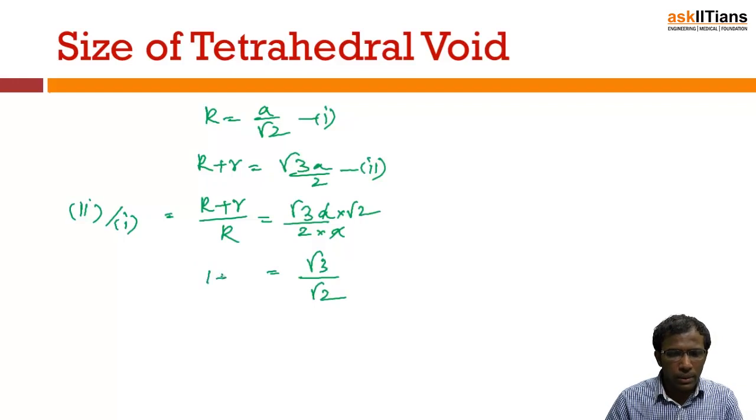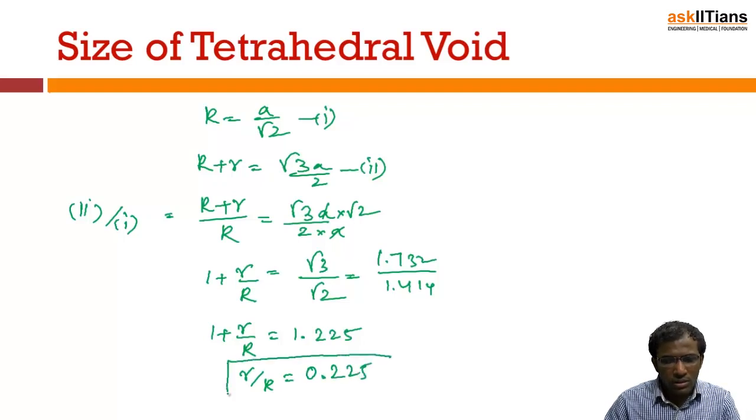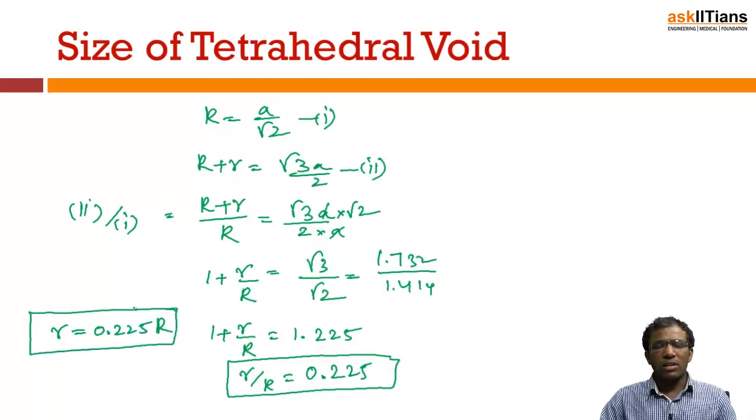So, which is equal to 1 plus small r by capital R. So, 1 plus r by R, what you will get is 1.225, because root 3 is 1.732 and root 2 is 1.414. So if you calculate, you will get 1.225. From that, r by R you will get is equal to 0.225. So this is the correlation between the radius of the tetrahedral void and the radius of the sphere. Okay. So radius of the tetrahedral void is only 0.225 times the radius of the particle. So this is the size of the tetrahedral void.